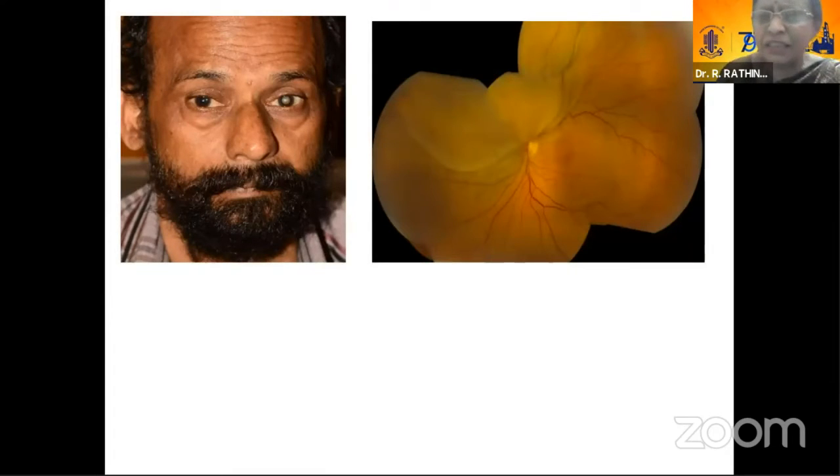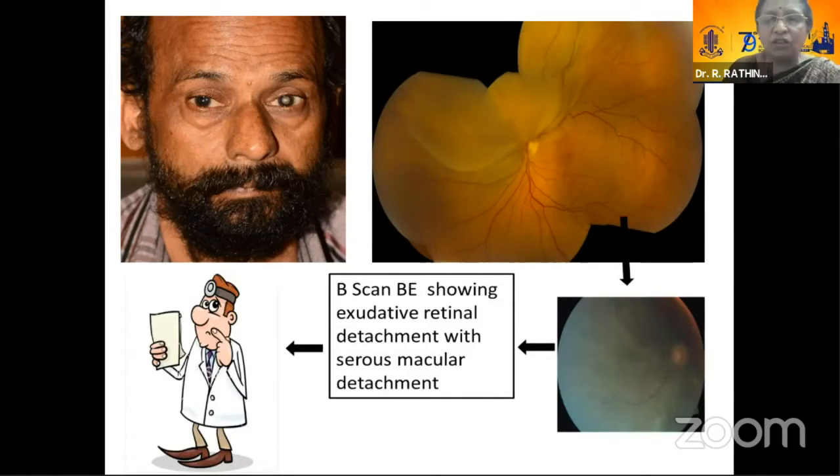Here is a very, very interesting case where a man came with bilateral exudative RD. My student diagnosed it as VKH. Exudative RD with the left eye cataract also. So we have one fundus picture, and ultrasound also done. Both the exudative RDs were confirmed, and we thought we are going to handle a case of VKH.